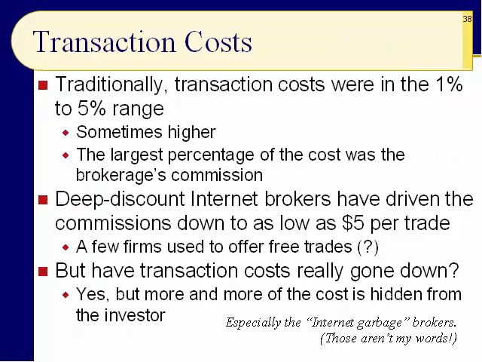Slide 38, transaction costs. Now let's spend a few slides, a little bit of time talking about transaction costs. Traditionally, transaction costs were in the 1 to 5% range, sometimes higher, and the largest percent of this cost was the broker's commission. Well, that's all changed now. Deep discount internet brokers have driven the commissions down to as low as $5 per trade, and a few firms used to offer free trade. There's another one now called Robinhood or something, Robin something or other, like, Robinhood, steal from the rich and give to the poor. And it's giving free trades.